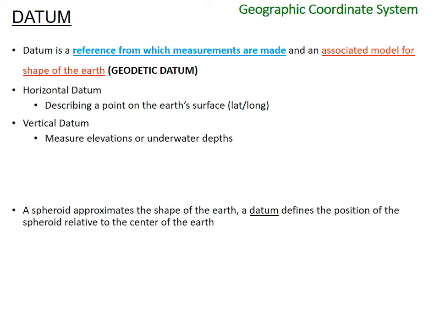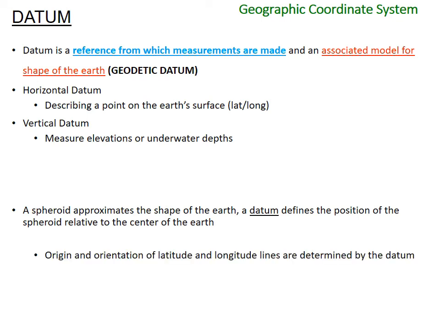Now this Earth, we have to keep in a referencing system, in a frame. So a datum defines the position of this spheroid relative to the center of the Earth. So the origin and the orientation of the latitude and longitude lines are determined by this datum. What is the reference? That reference is what we try to understand as the datum. So hundreds of datums are customized for different parts of the world.